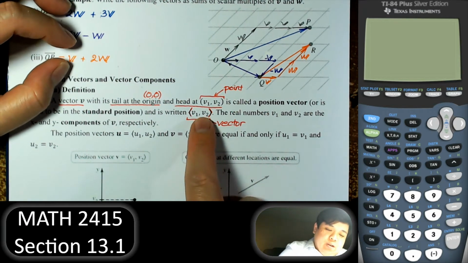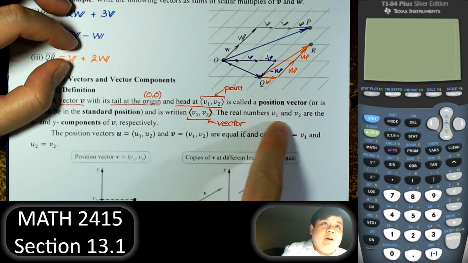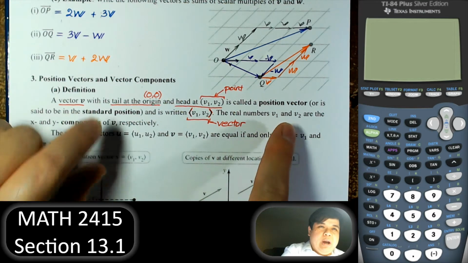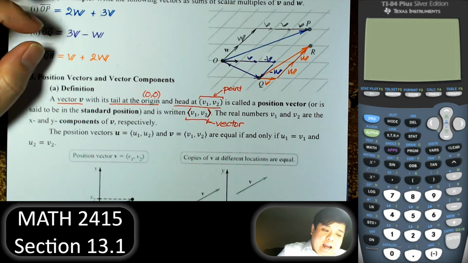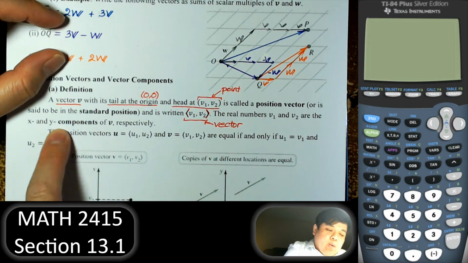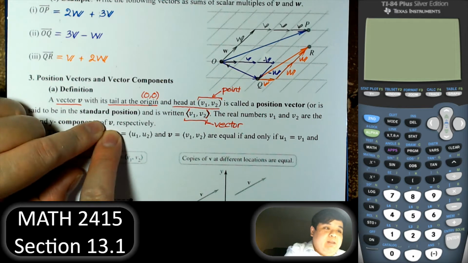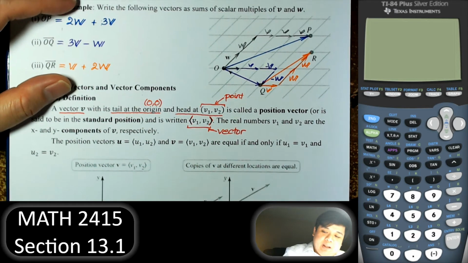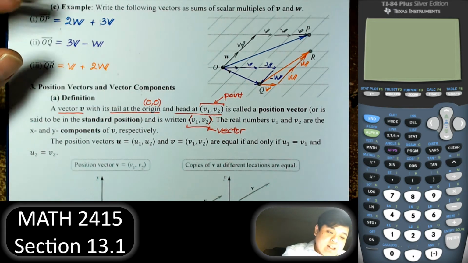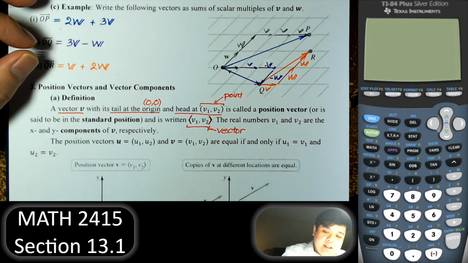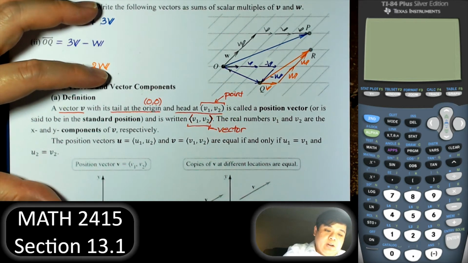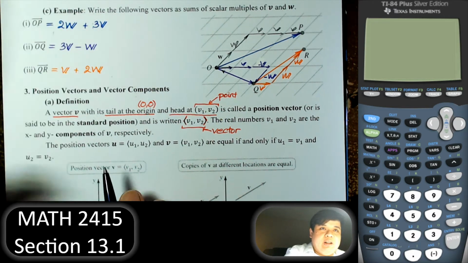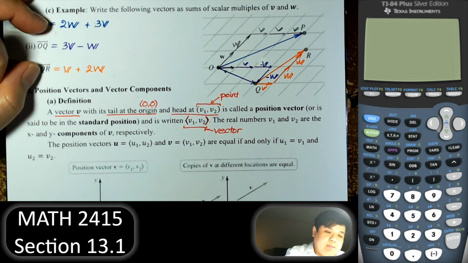And then as you see, the v1, v2, that's regular face, that vector is bold face, so we have to distinguish those. And that's called the x and y components of a vector v, that is bold face, respectively, right? And with that, we say the vectors are equal if u1 equals v1 and u2 equals v2, right?